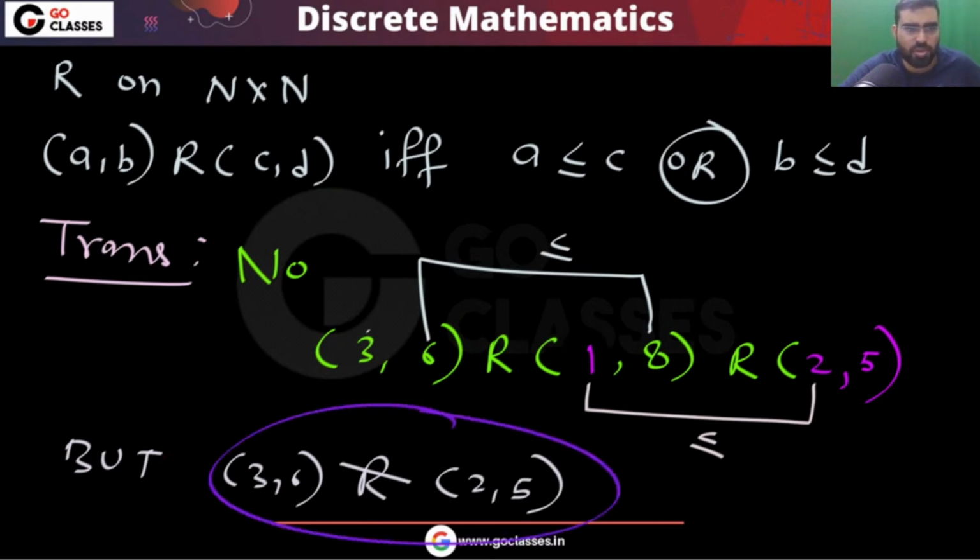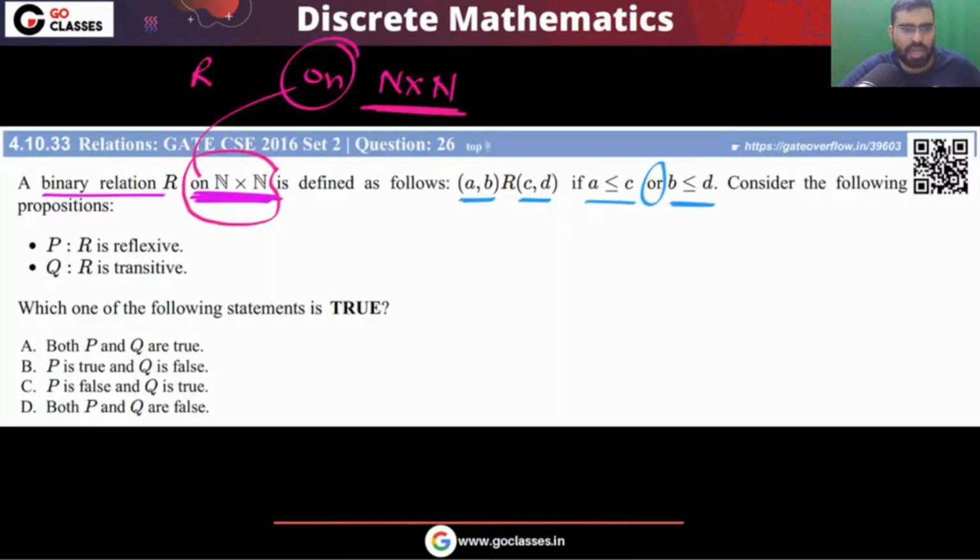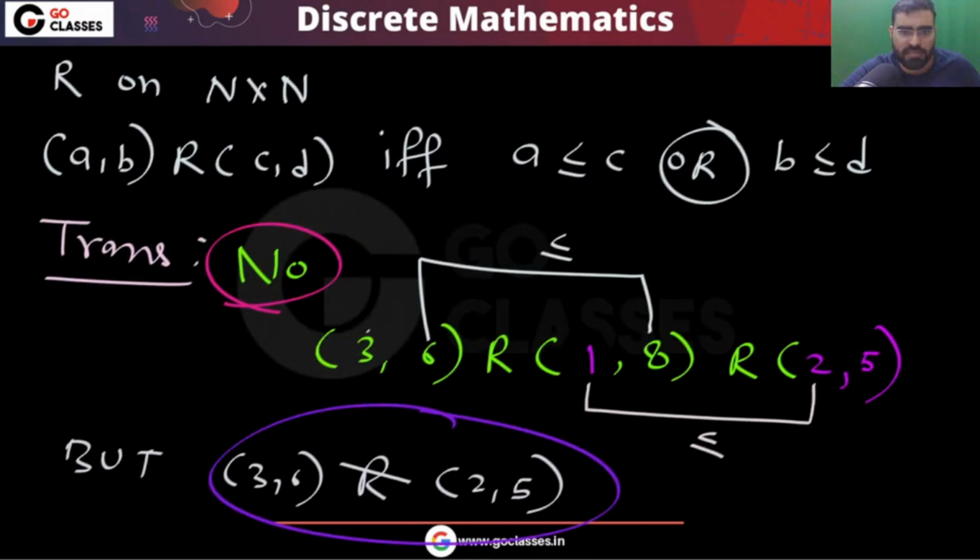(3, 6) is not related to (2, 5). So the relation is not transitive. So all the properties we have seen, now you tell me the answer. The relation is not transitive. The relation is reflexive. So the answer will be, which is true, the question is asking. So P is true, Q is false. The answer will be option B. The question is asking for true. So this is your answer.